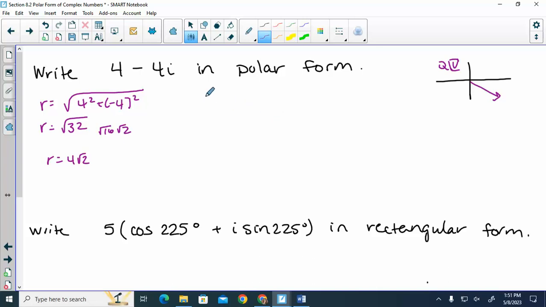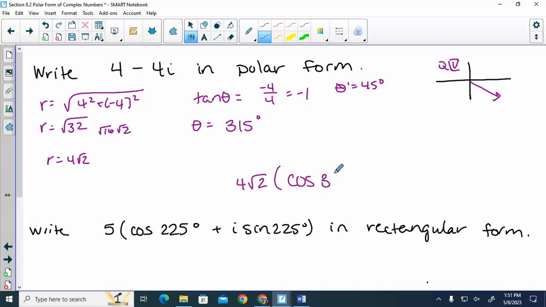Now we need our angle. So we know tangent is y over x, so that's -1. Okay, the negative puts me in quadrant 4. Reference angle. When is tangent 1? So 45 degrees in quadrant 4. So the trig form or the polar form is r times the cosine of theta plus i sine of theta.